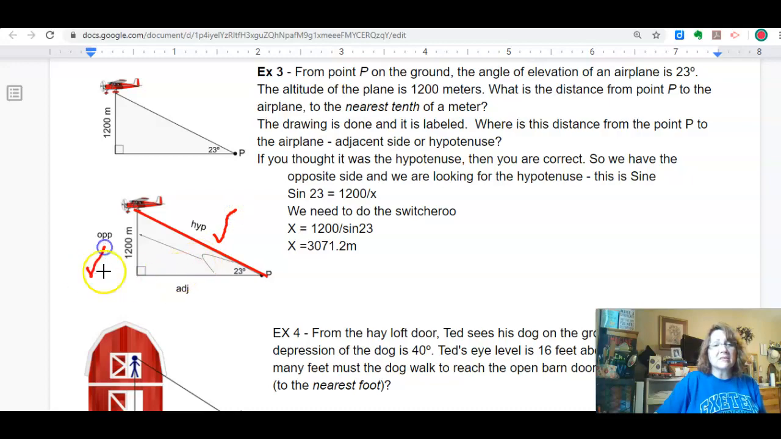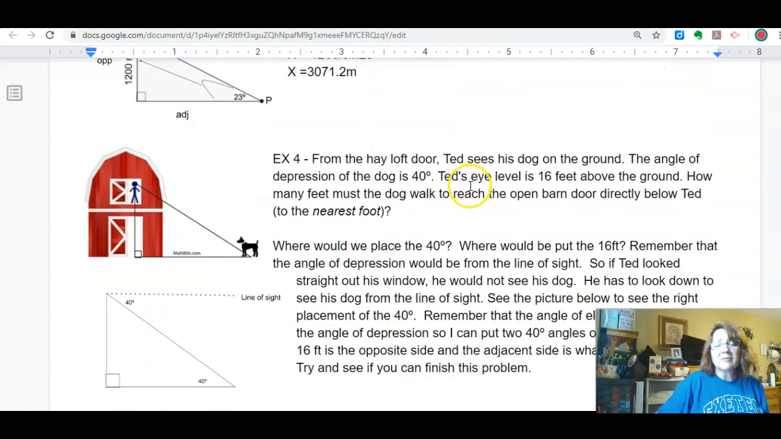I know what this is, the opposite. So what is opposite over hypotenuse? Well, sine again. But this time I'm going to have to do a switcheroo because the x is on the bottom, so we have to switch this guy and this guy. So it ends up being x equals 1200 divided by the sine of 23, and I get this number. Turn this off and go down.